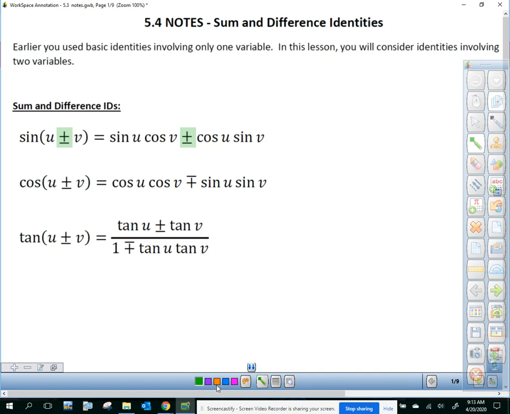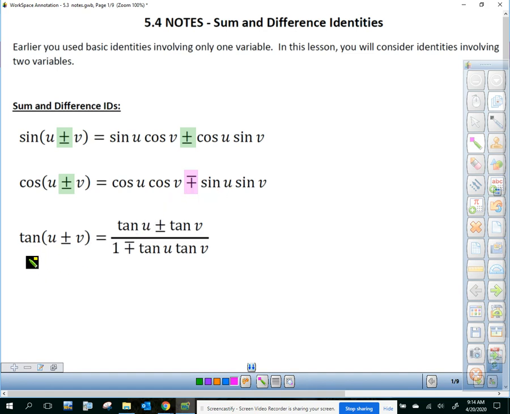Now the cosine sum or difference formula is very similar. You have your plus or minus here with u and v, but when you expand it, notice the cosines are together. So you have cosine of u times cosine of v, and sine of u times sine of v. And then that sign in the middle, that positive or negative, notice how it's reversed. So if it's a plus in cosine, it becomes a minus in the expansion. And if it's a minus, it becomes a plus.